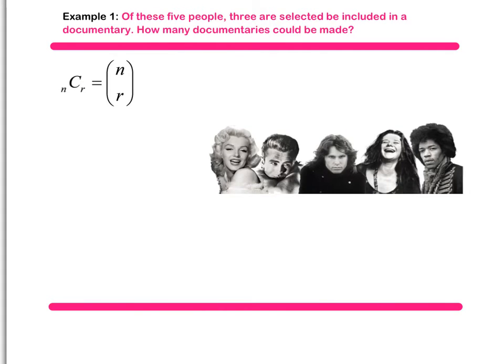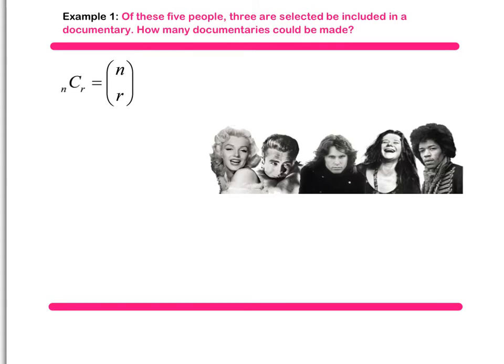Example 1: of these 5 people, 3 are selected to be included in a documentary. How many documentaries could be made? Okay, so the order doesn't matter here. We're going to pick 3 people to be in a movie, but who cares who we show first in the movie or second or third? It's still a movie about those 3 people. We don't care what the order is. In that case, it's a combination.